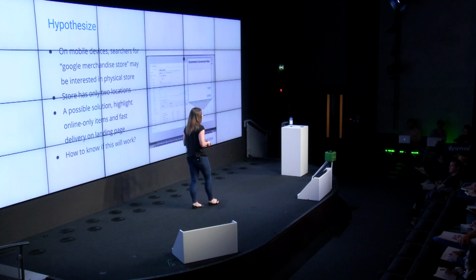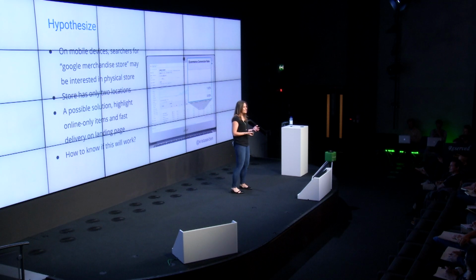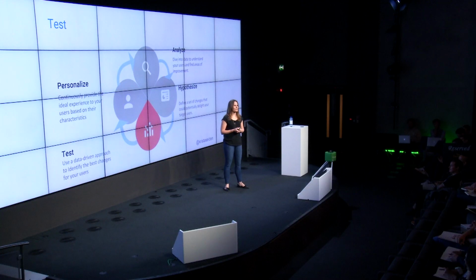So a possible solution might be to actually highlight on a landing page for this keyword some online-only items, and that we have fast delivery or free delivery or some incentive that these users want to stick around and shop for gear on our online store. But how do we know if this will work? This is where we get to the next step of our optimization framework, and that is testing.